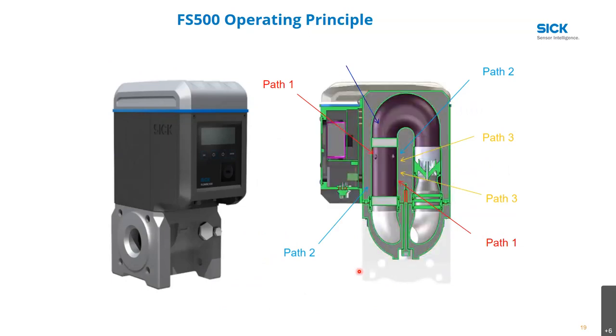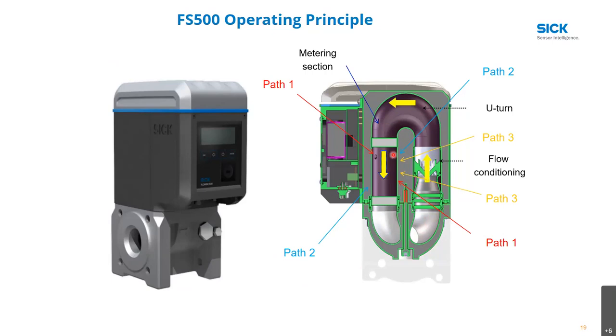As far as the operating principle, if we look at this little diagram here on the right, this side over here on the right is your flow conditioner. Flow will come in on this side of the meter and go through the flow conditioner. This is a patented flow conditioner, and it's mainly used to get a repeatable flow profile coming through the meter.